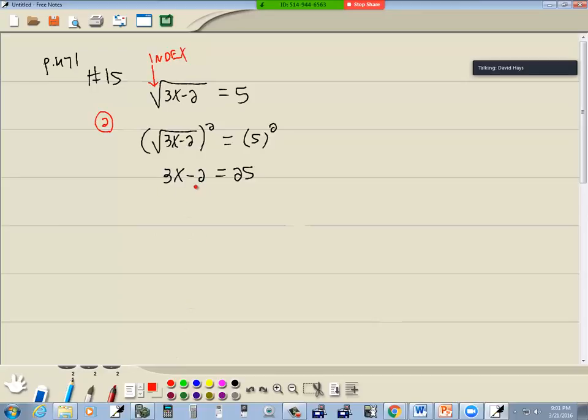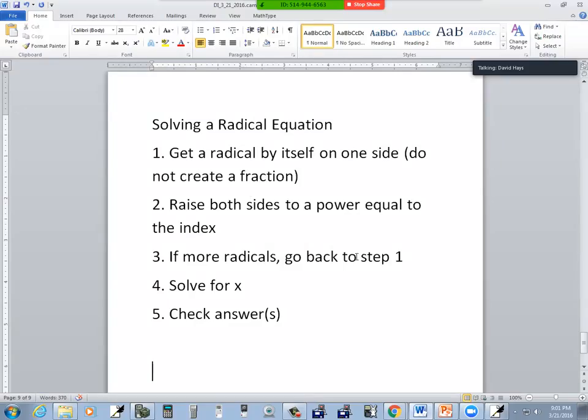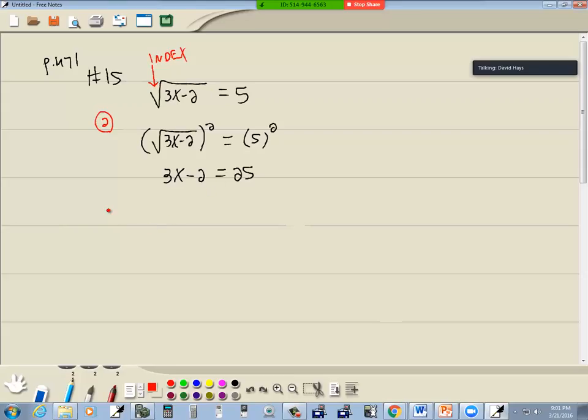Now step 3 says if you have more radicals, go back to step number 1. We don't have any more. So go down to step 4. Solve for x. This is a linear equation, so get rid of parentheses, don't have any, get rid of fractions, don't have any. Get everything with x on one side, numbers on the other side. So I'll take negative 2 over, and it becomes a positive 2.